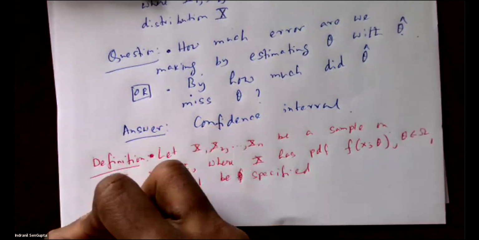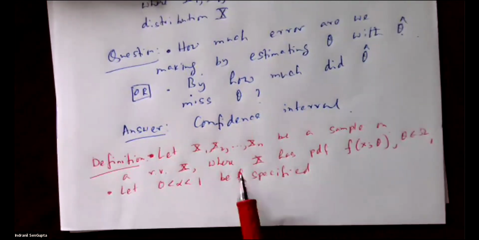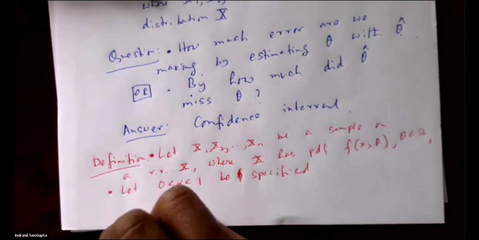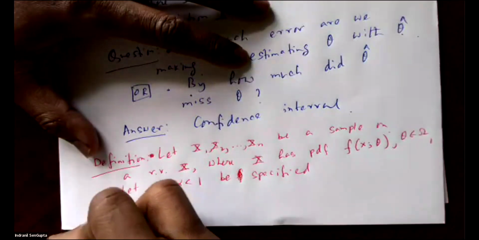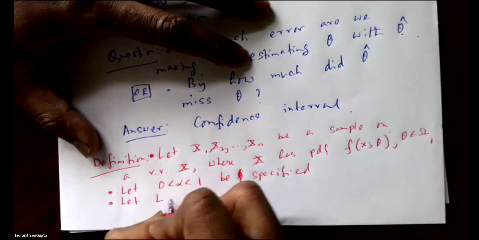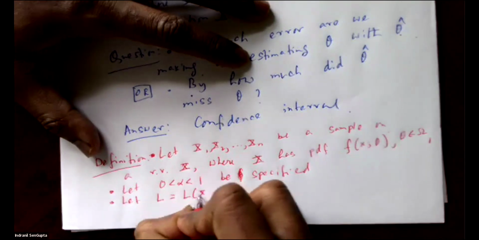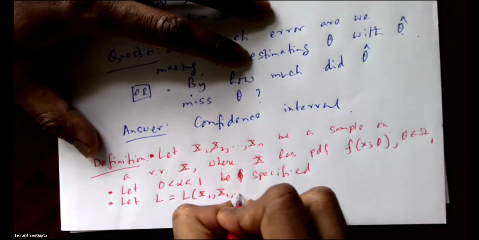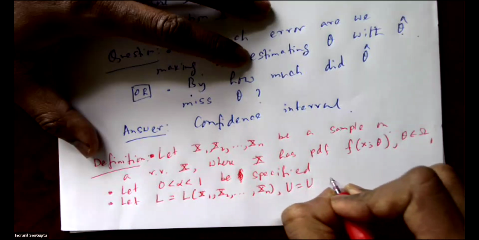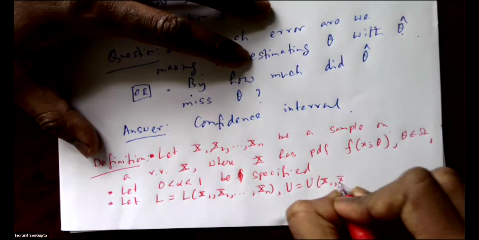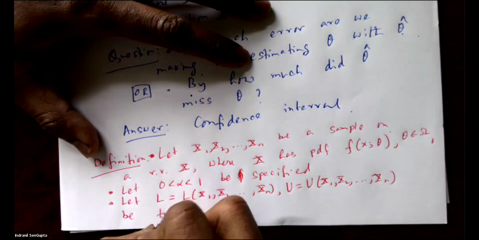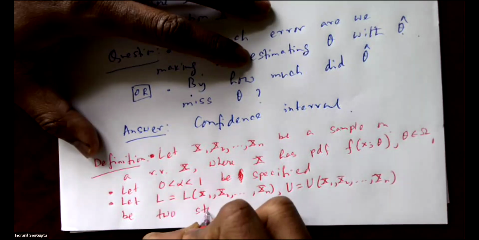The first assumption is that we have an IID sample, and suppose somebody gave you a number between 0 and 1. Let us consider two statistics. Let L be equal to L of x1, x2, ..., xn, and U be U of x1, x2, ..., xn. They are functions of x1, x2, ..., xn. Be two statistics.